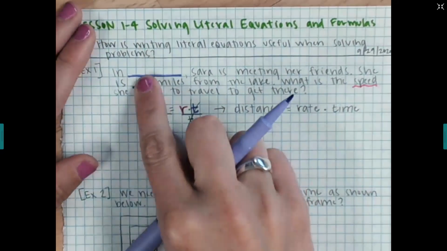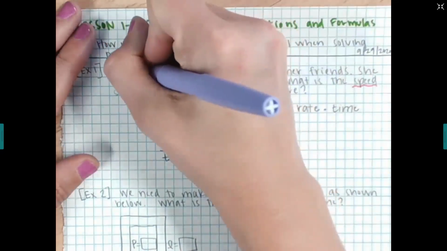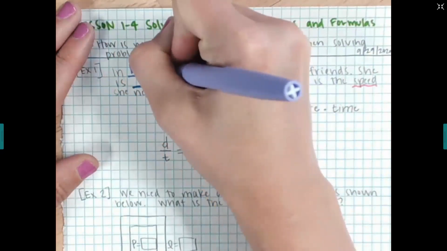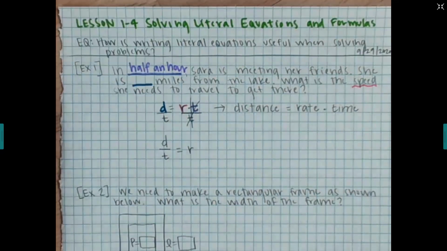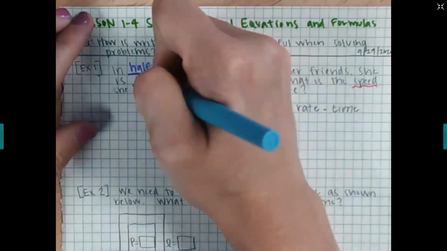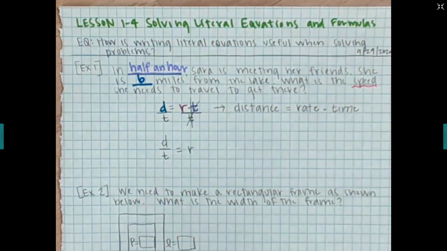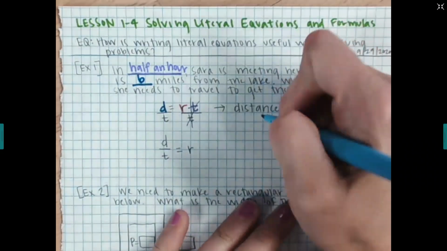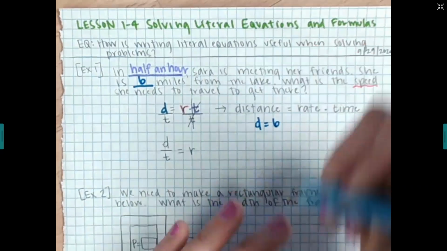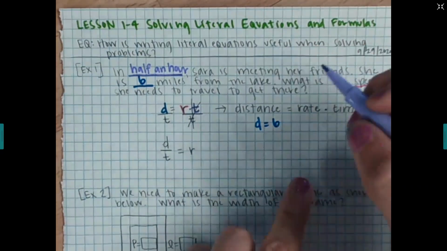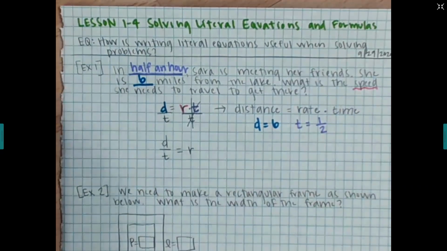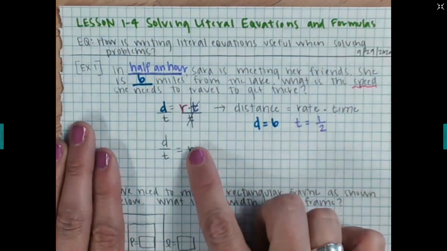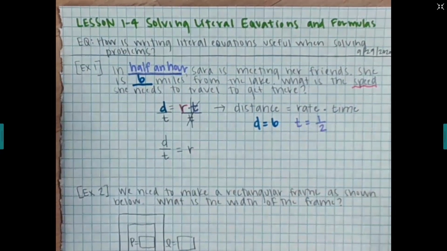that we're missing. So this is supposed to say in half an hour, Sarah is meeting her friends. She is 6 miles from the lake. What is the speed she needs to travel? So our distance is 6 miles, and our time is half an hour. So we're going to take this information and plug it into our formula and solve for the rate.